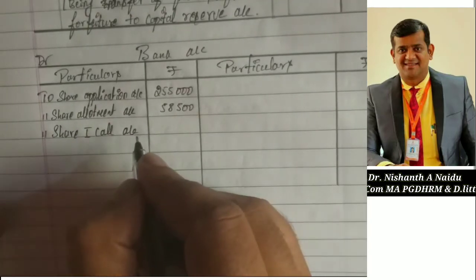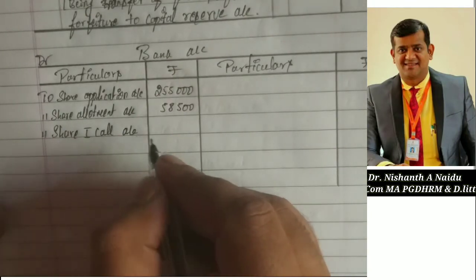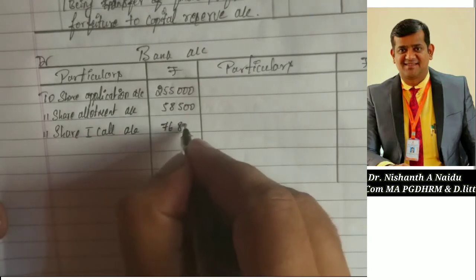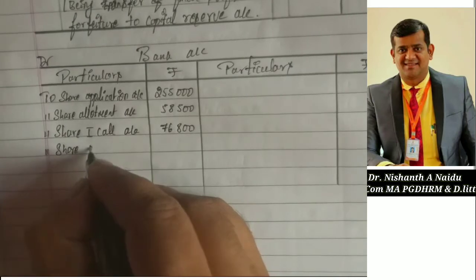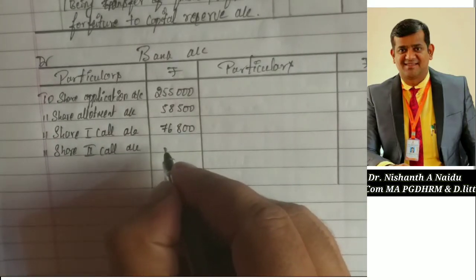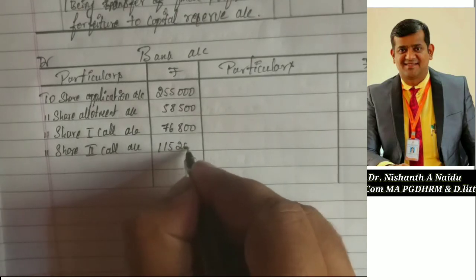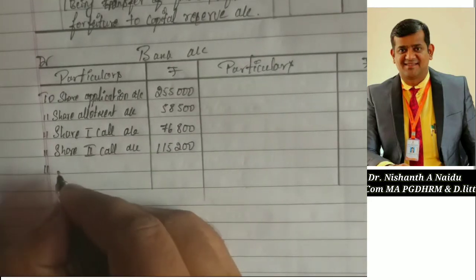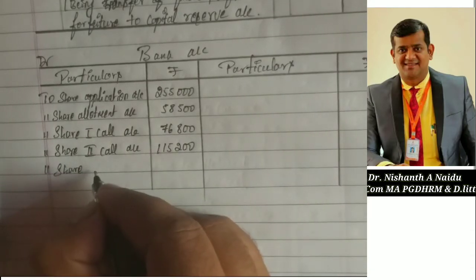Next to share first call account. How much we have received against first call? 76,800. Correct, 76,800. Then share second call account. So how much per share second call we have received? 1,15,200. So then we have share capital account, that is reissue of forfeited shares.